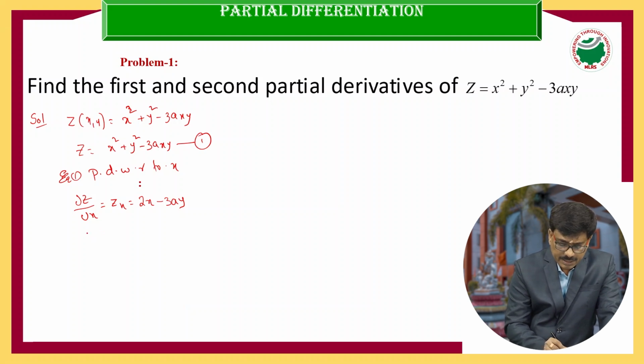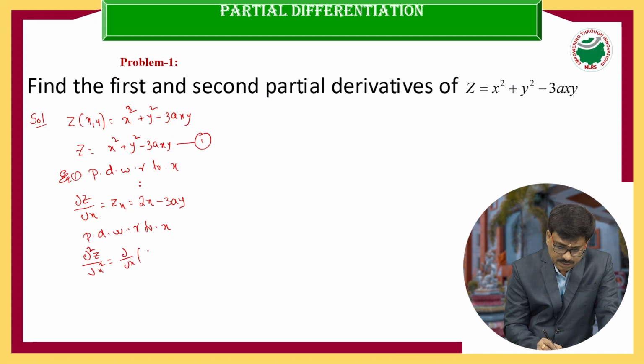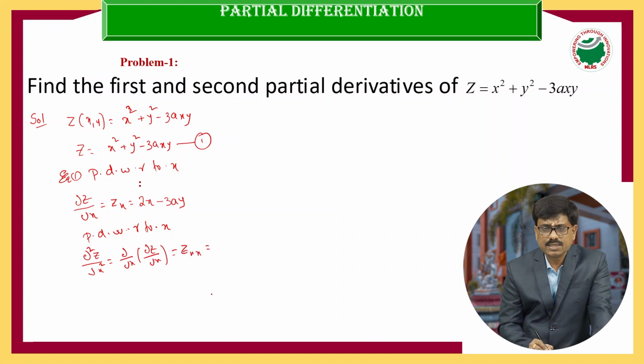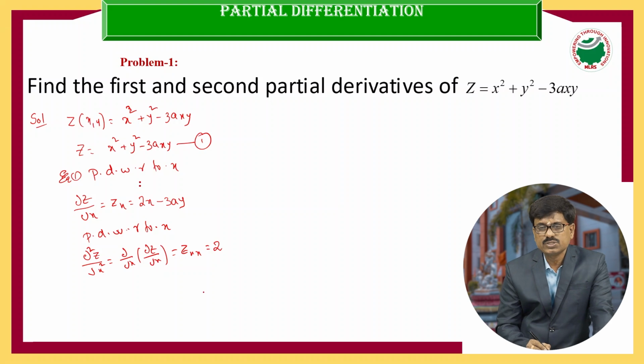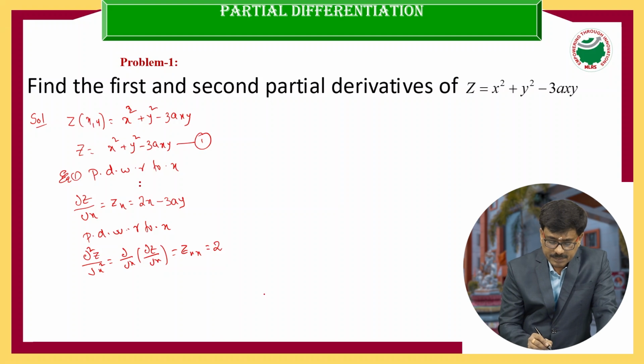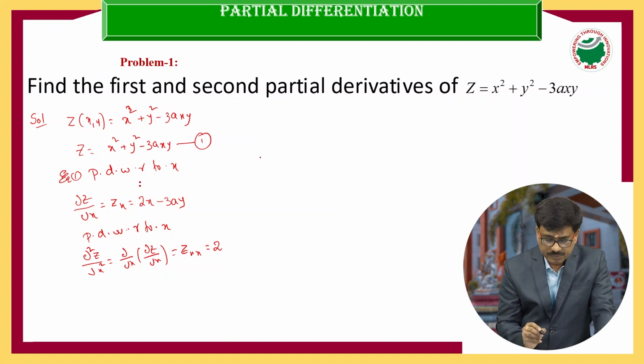Suppose I need to calculate the second order partial derivative. For this equation, again the partial derivative with respect to x becomes dou square z by dou x square. I can write dou by dou x of dou z by dou x, which is nothing but zxx. I need to calculate one more derivative with respect to x. The x square derivative becomes 2x, and the x derivative becomes 1. Therefore, the resultant value is 2. Okay. Similarly, I can calculate the second order partial derivative with respect to y.